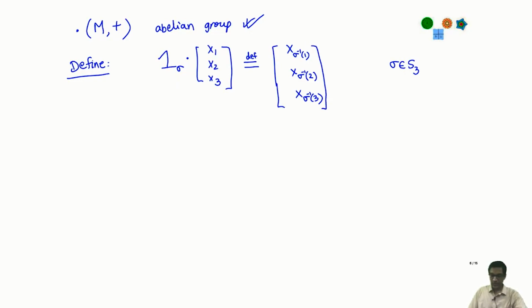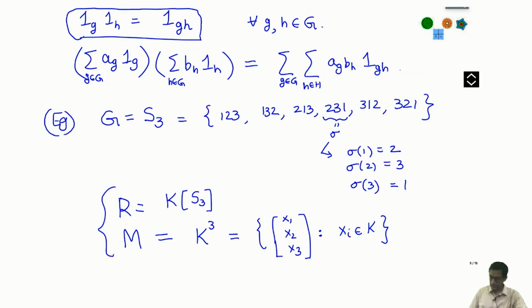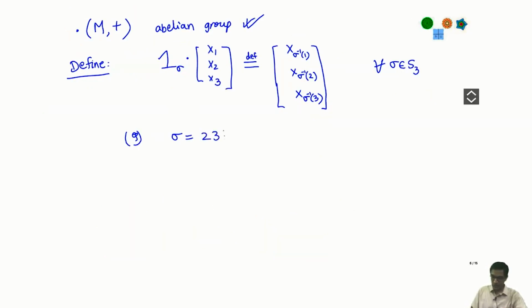Okay, so this is my definition. Each column vector x1, x2, x3 is mapped to the vector x sigma inverse 1, sigma inverse 2, sigma inverse 3. So let's do an example. This is for any sigma, so this is for all sigma in S3. Let's take that particular sigma that we looked at in the previous one. So if sigma is 231, what will 1 sub 231 do when it acts on x1, x2, x3? Well, the answer is it will map it according to this formula.